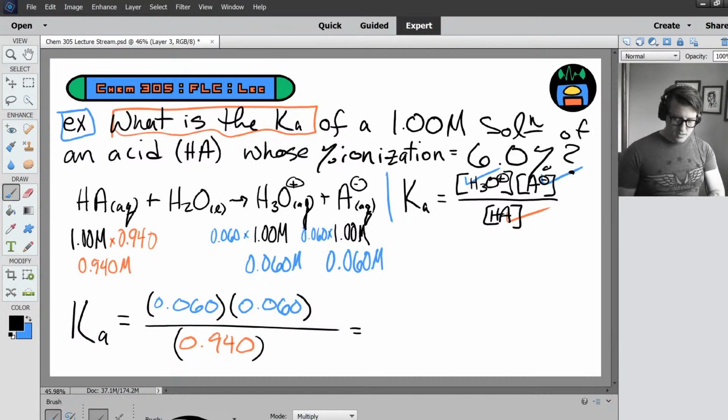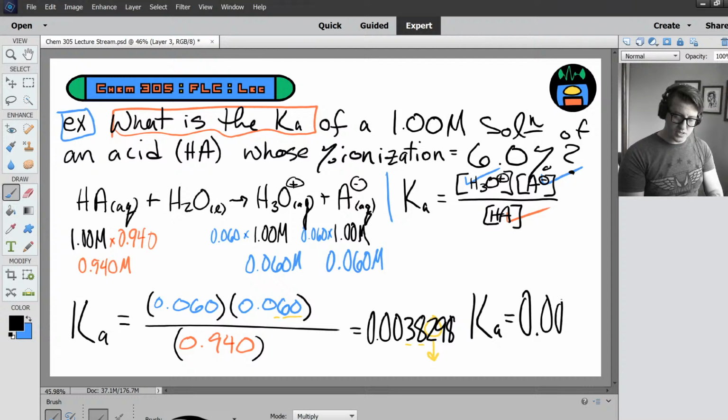All right, let's crunch our numbers. So we have 0.06 times 0.06 divided by 0.940. Our answer here is 0.0038298, but we can only keep 2 sig figs because of our numerator, and 2 is going to round down, so our final answer for our acid ionization constant is 0.0038.